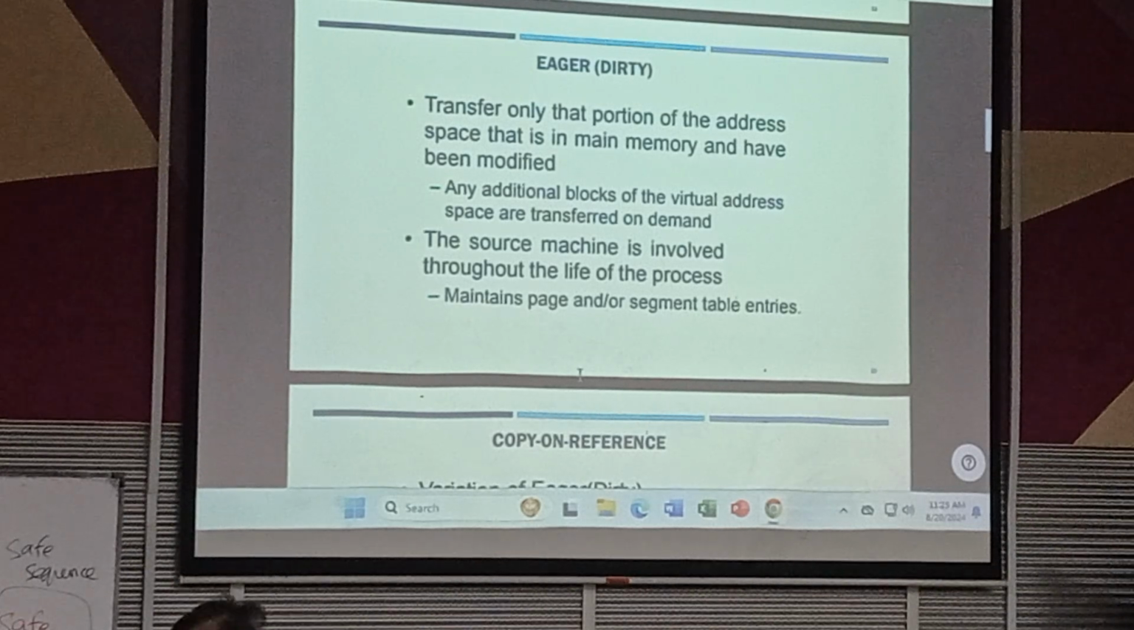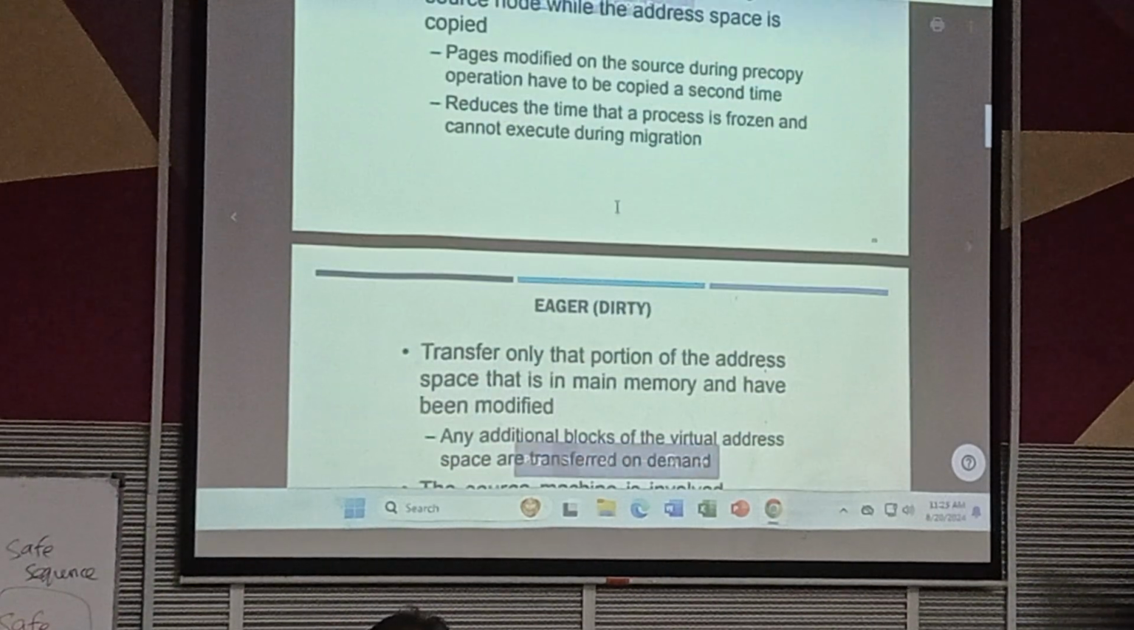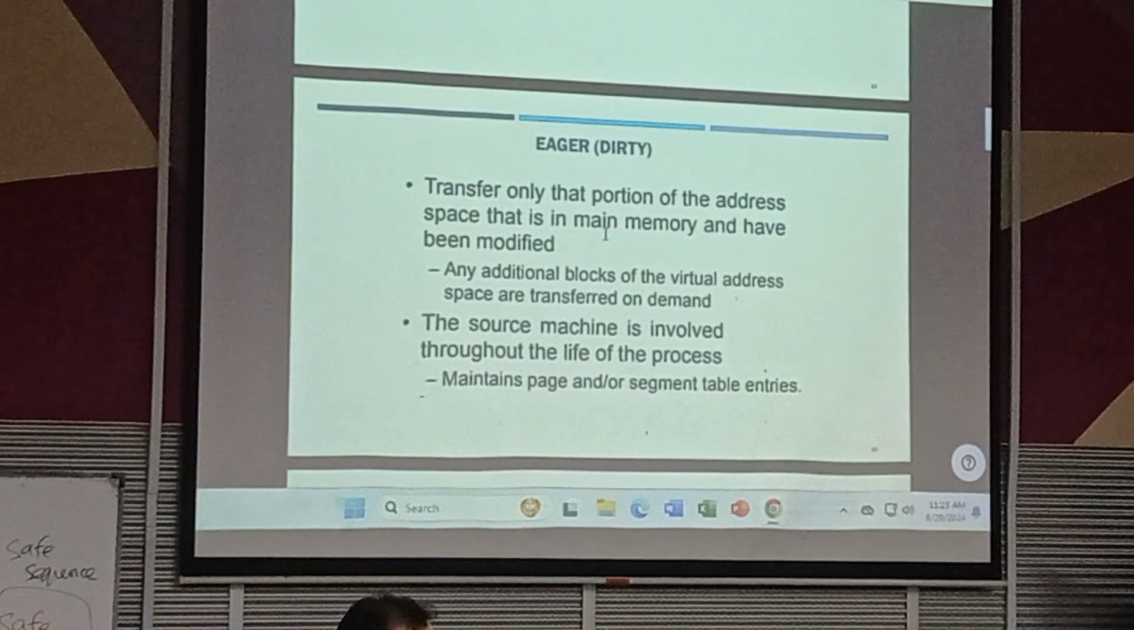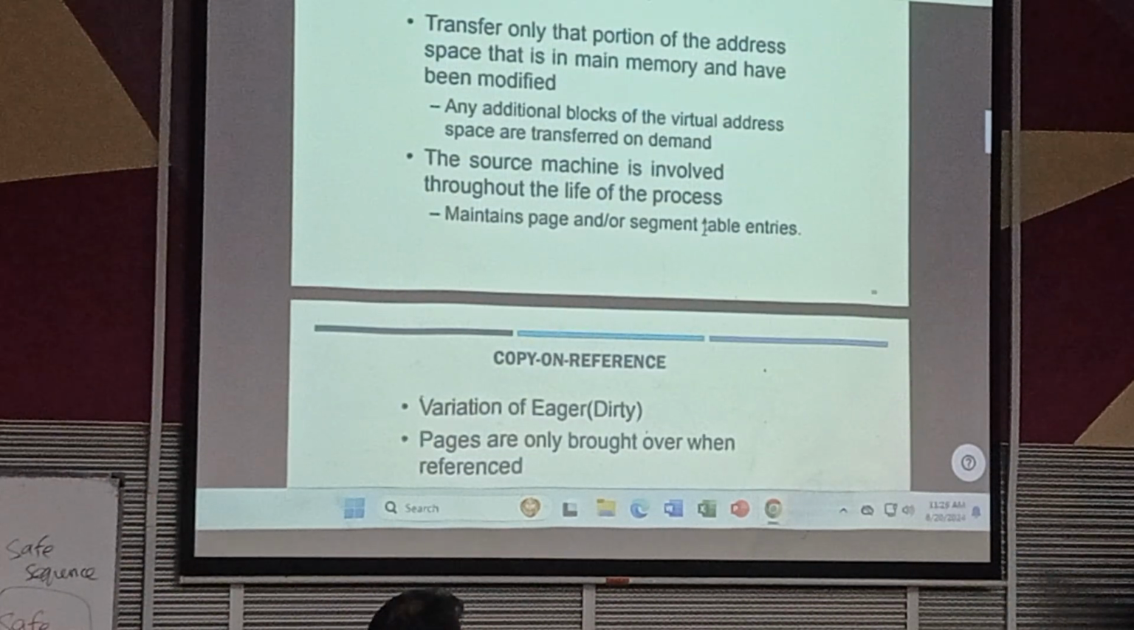Eventually, of course, all will get moved, but the high priority one, you will transfer the one that has been touched often. So this one is similar to pre-copy, but it looks at the one that has been modified. The one that is modified is the one that gets transferred on demand. I mean, this is on demand.